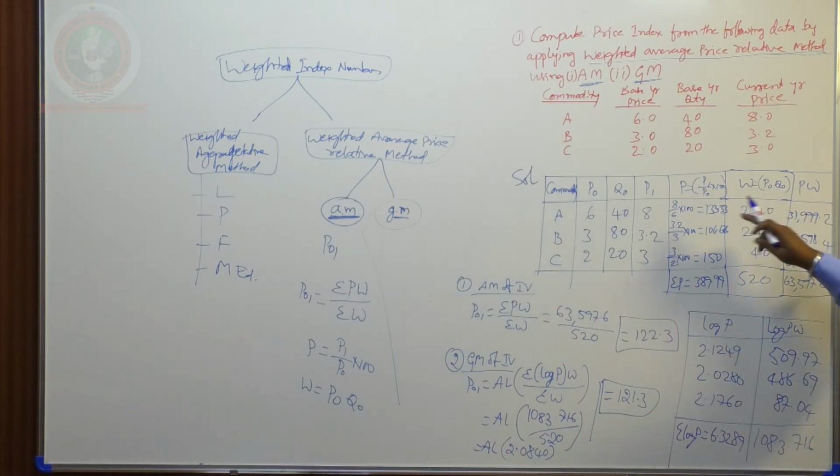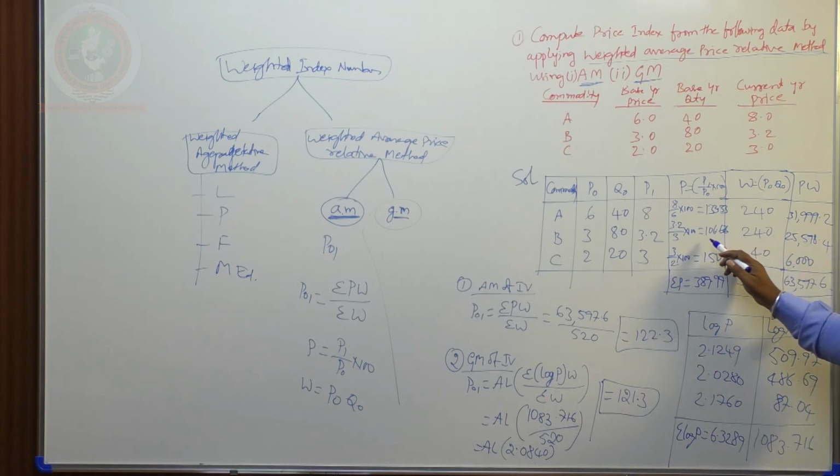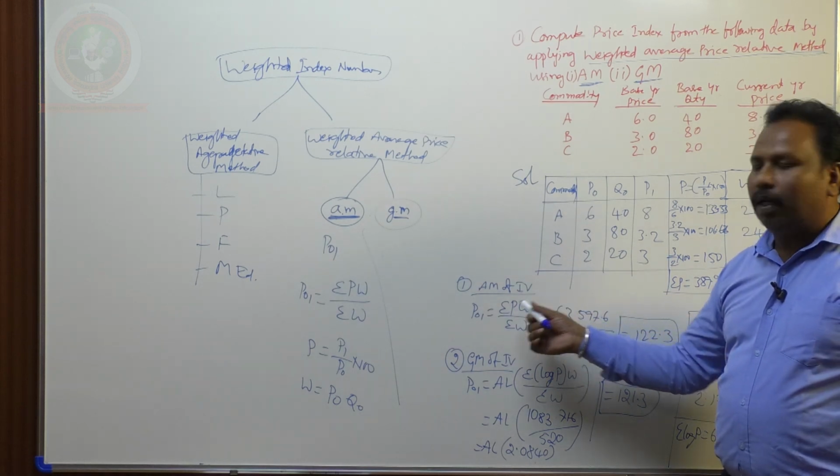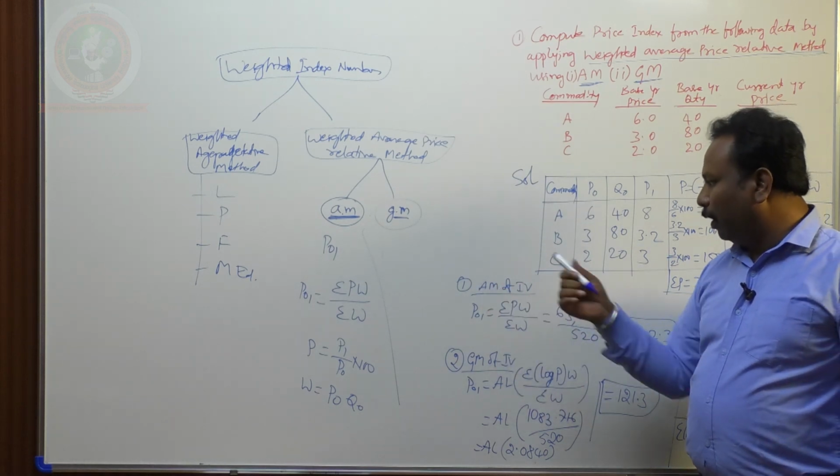Then P into W, that is a P and a W, multiplication of these two: 133.33 into 240, 31,999.2; then 106.66 into 240, 25,598.4; 150 into 40, that is 6,000. Summation of P into W is 63,597.6. Then based on this, to calculate the index value on the arithmetic mean basis.